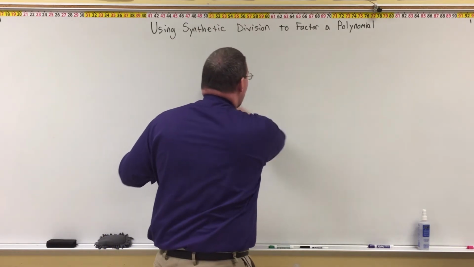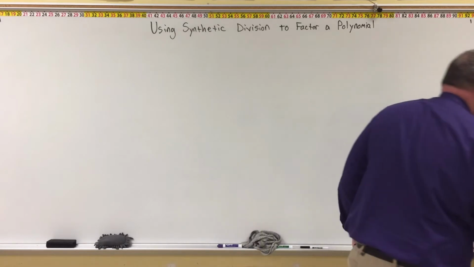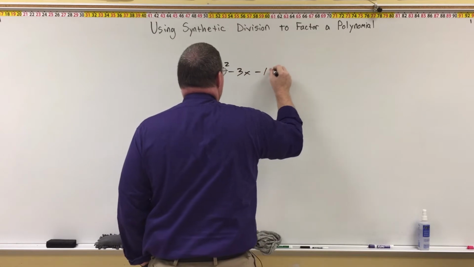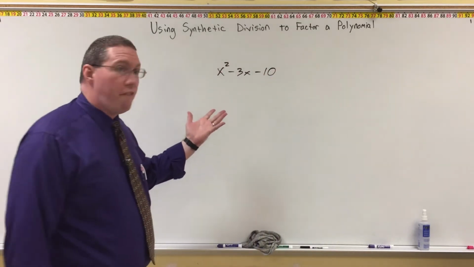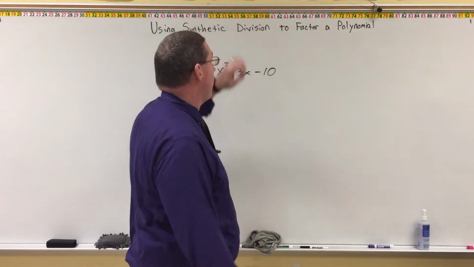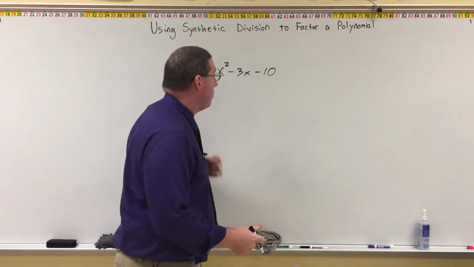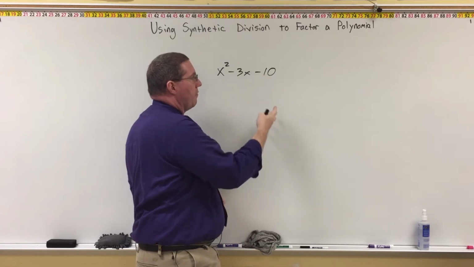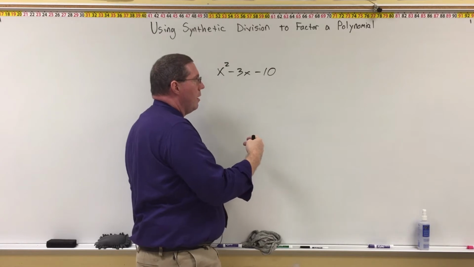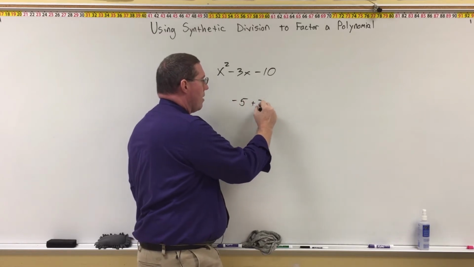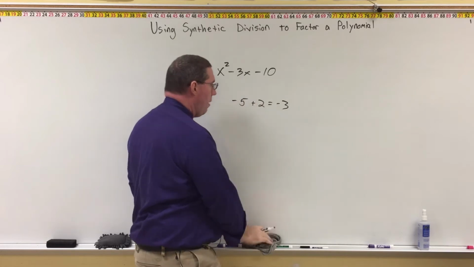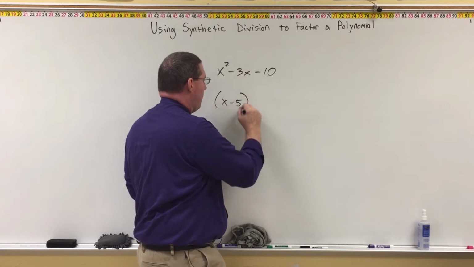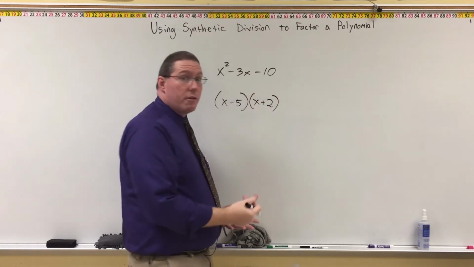So let's start with something a little bit easier. Let's say that we have x squared minus 3x minus 10. Now, if I told you to factor this, you would not need to use synthetic division. You could probably say, oh, I know how to do this one. We already took a test on this. I know that two numbers that multiply to negative 10 are negative 5 and positive 2, and negative 5 plus positive 2 equals negative 3. That's the middle number. So I know that this factors into x minus 5 times x plus 2. All right, excellent. Good review.